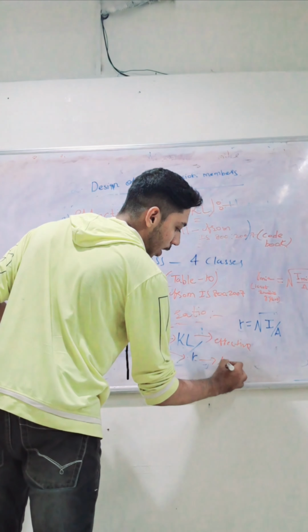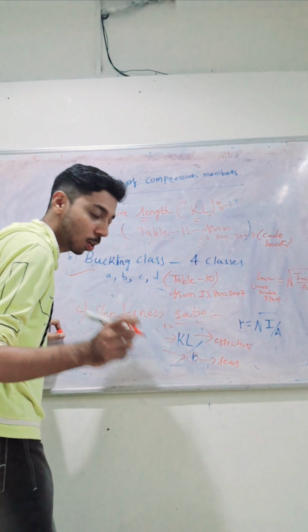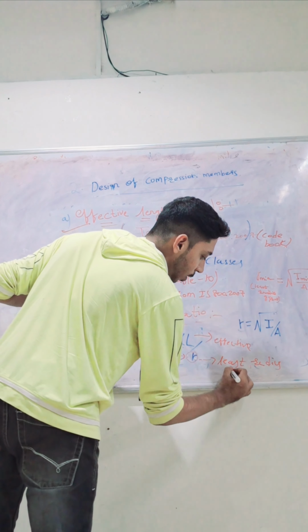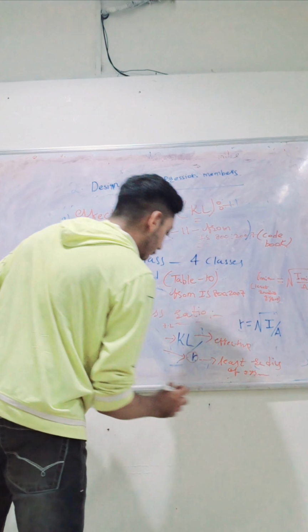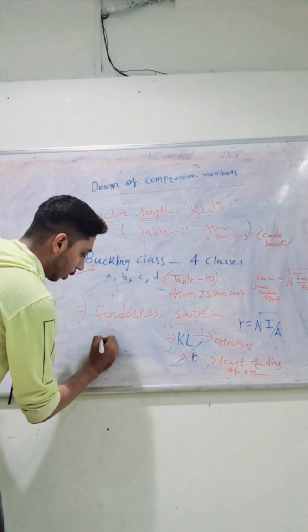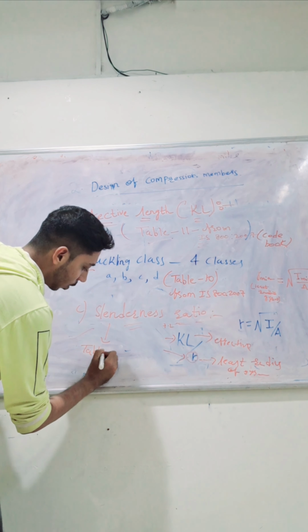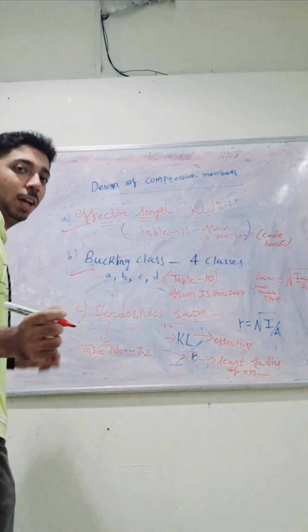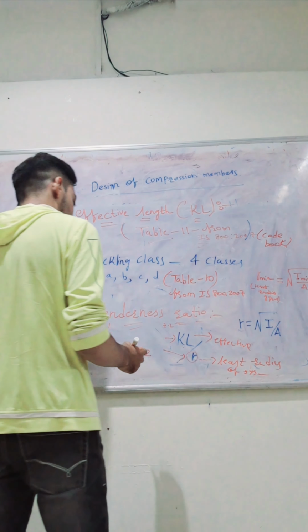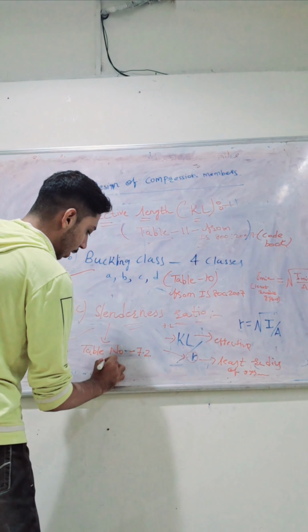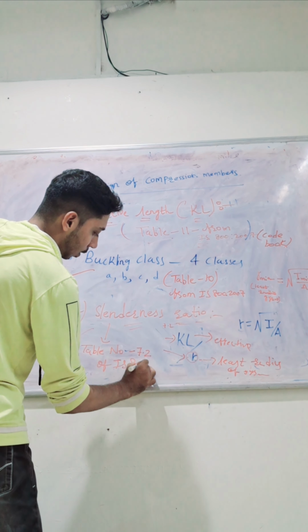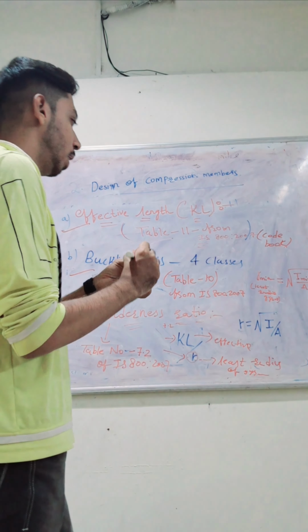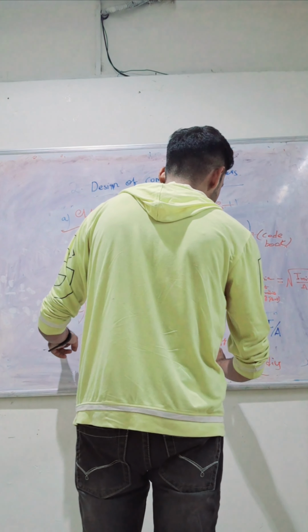Next, what is r? r is the least radius of gyration. You can find this in table number 7.2 of IS 800 2007.